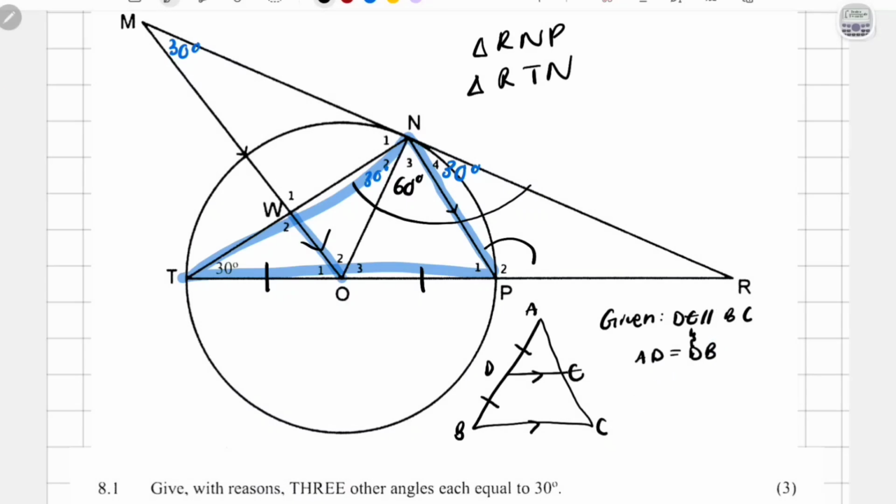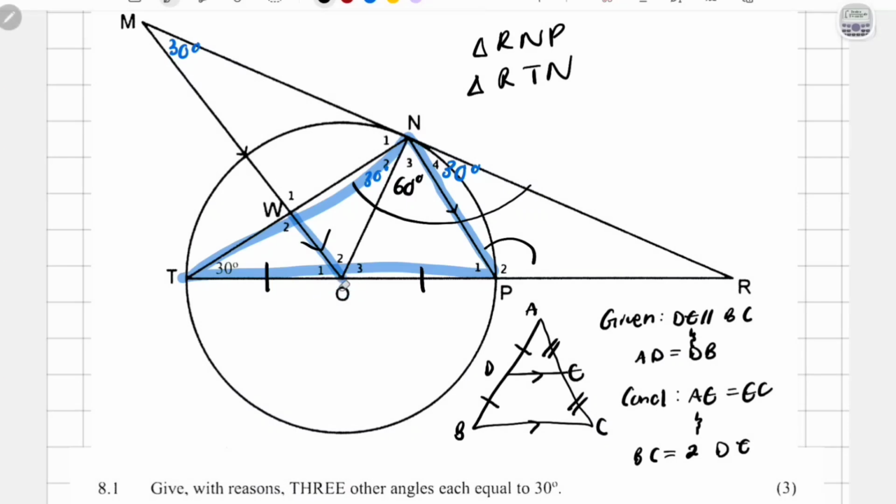What we would conclude is also going to be two things. First of all, AE is also going to be equal to EC. And the second thing we conclude is that this lower side, BC, is going to be twice the size of DE. That's the conclusion of the midpoint theorem, right? So this is why I'm saying this is the midpoint theorem, because you can see that TO and OP are radii, and since we have that, those two lines are equal. But I can't just go ahead and say, okay, I know they're equal. I have to tell them that they're equal.